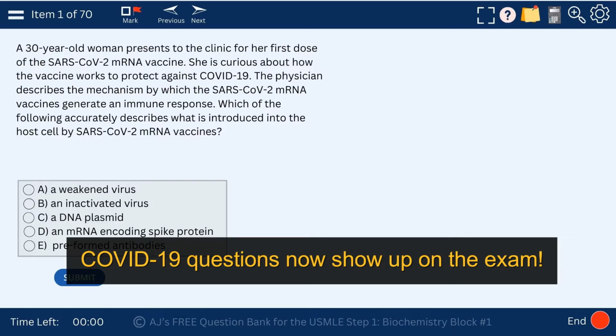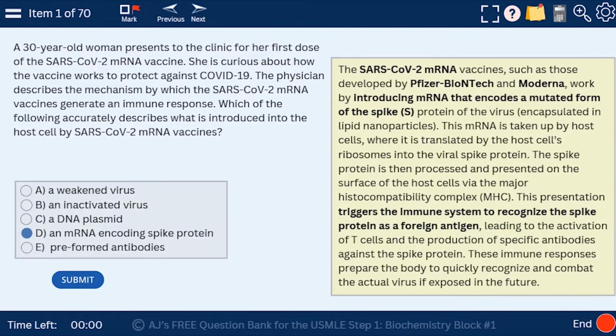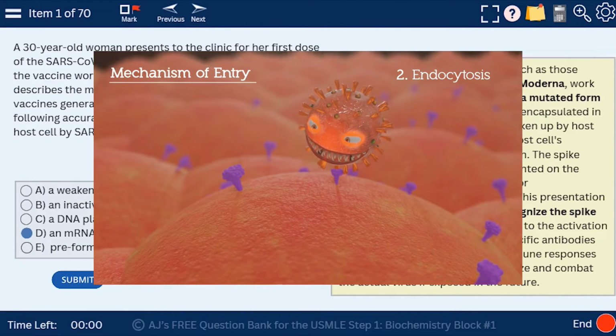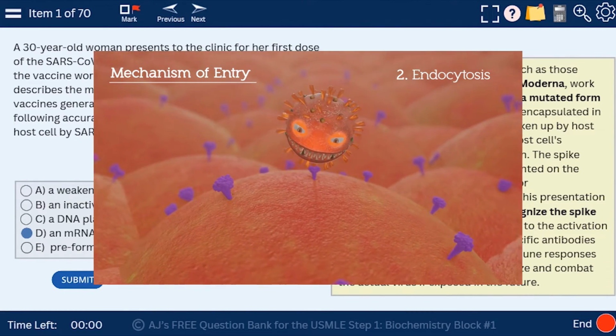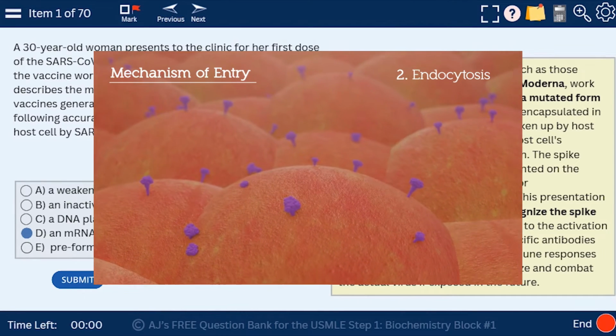The mRNA vaccines work by introducing an mRNA encoding spike protein, and this triggers the immune system to recognize the spike protein as a foreign antigen. And here's just a picture of the spike protein, the S protein on COVID, attaching to the ACE2 receptor. That's a high yield point, by the way, that COVID attaches to the ACE2 receptor. And we could see a video of that over here. This is how COVID gets into the host cell.